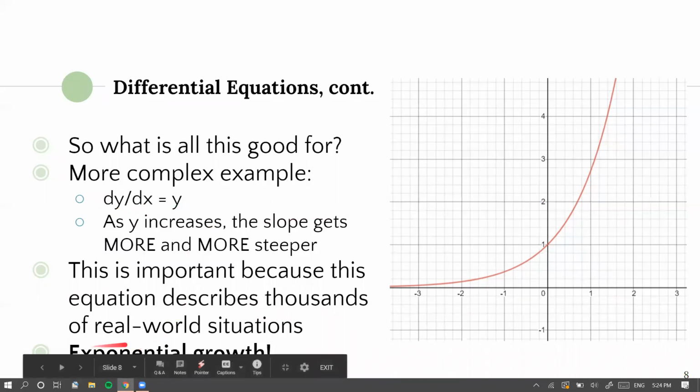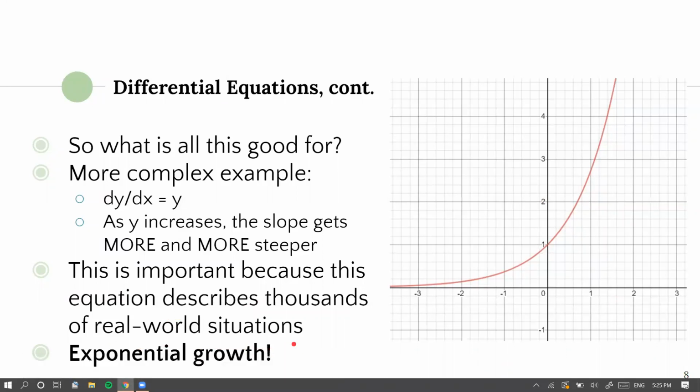So this is called exponential growth. So maybe you've heard that word before. I'm not sure, but it's something really common in nature. So a good example, like I said, is just the growth of a population.